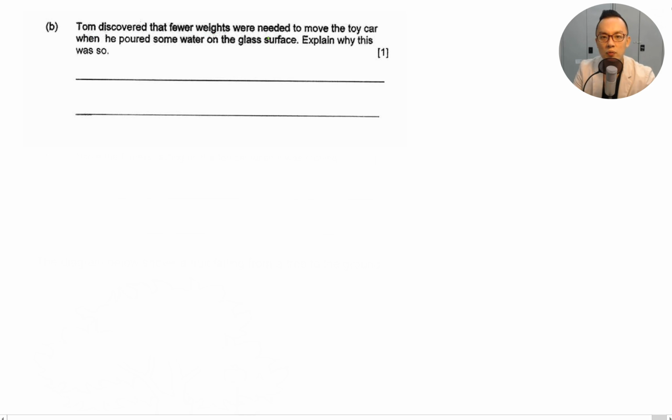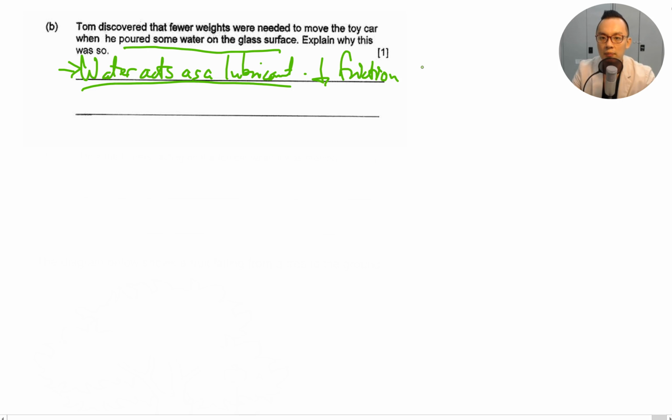Tom discovered that fewer weights were needed to move the toy car when he poured some water on a glass surface. Explain why this is so. This is a very standard question in this chapter. It's always: water acts as a lubricant. You have to remember this phrase. It reduces friction between the two surfaces. It's either between the toy car and the glass, or between the wheel and the glass, or between the shoe and the table, or whatever. It always reduces friction between the two surfaces.